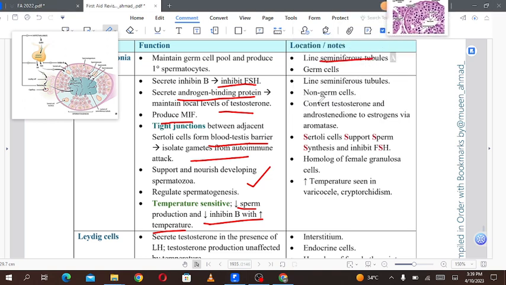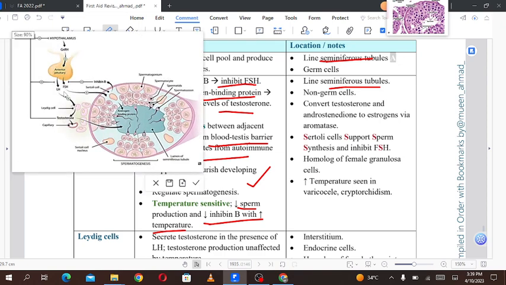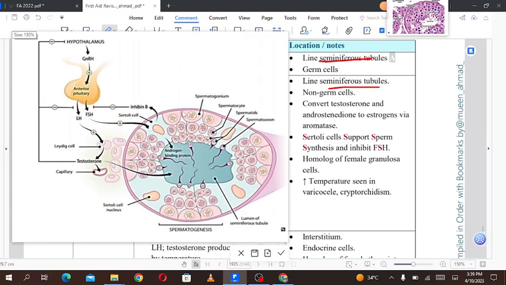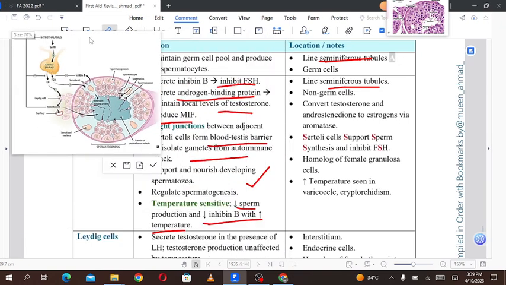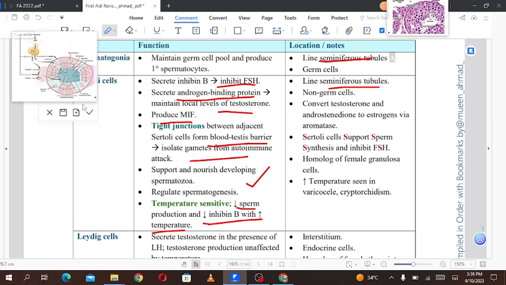They also line the seminiferous tubules, just like the spermatogonia. If you can see in this picture, the pink cells which are lining are spermatogonia, while the blue cells which are lining are the Sertoli cells. They are non-germ cells, and they convert testosterone and androstenedione into estrogen via aromatase.